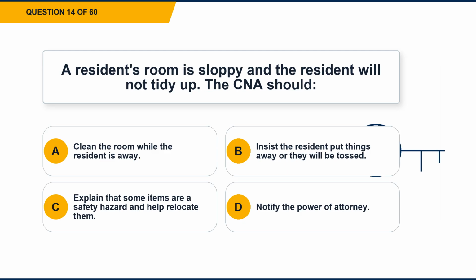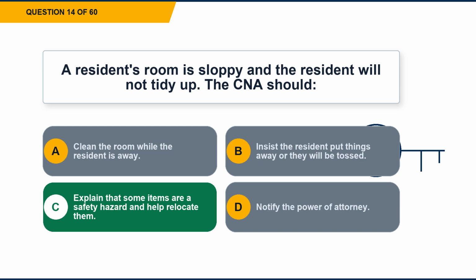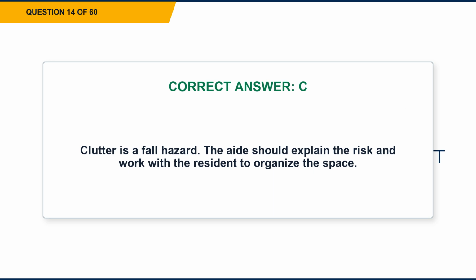Question 14. A resident's room is sloppy and the resident will not tidy up. The CNA should: Option A, clean the room while the resident is away. Option B, insist the resident put things away or they will be tossed. Option C, explain that some items are a safety hazard and help relocate them. Option D, notify the power of attorney. The correct answer is option C. Explanation: clutter is a fall hazard. The aide should explain the risk and work with the resident to organize the space.